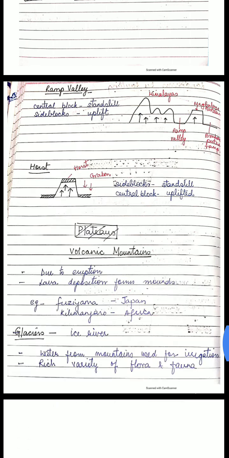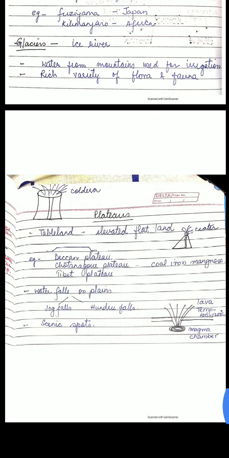Now if we have to talk about the next type of landform, that is plateau. Plateaus are called the tablelands. It is an elevated land above the ground, above the surrounding. It is a raised land.